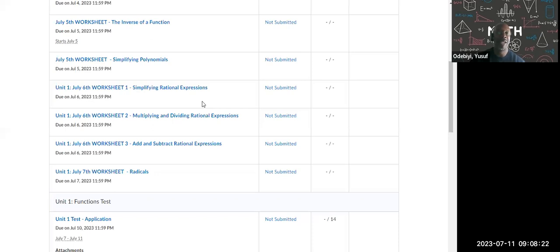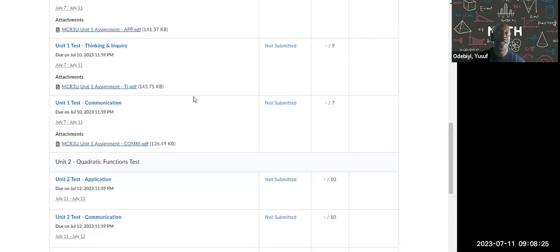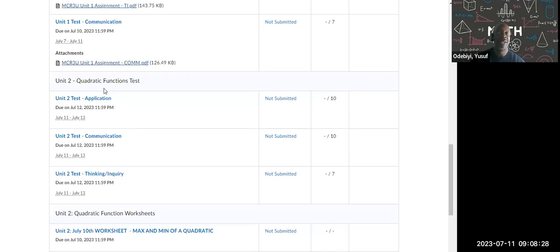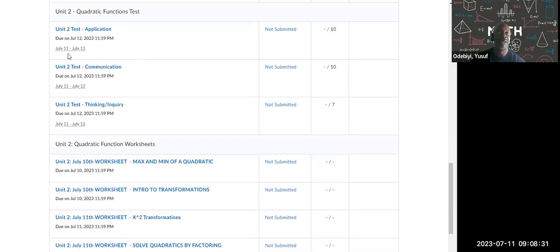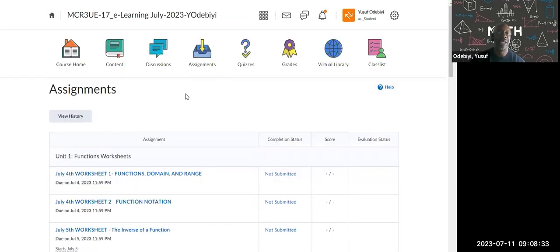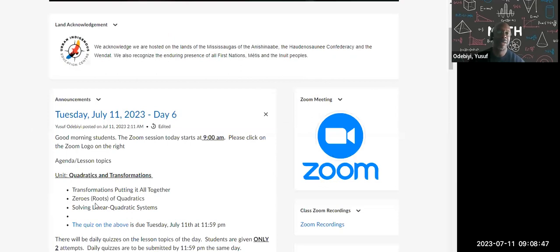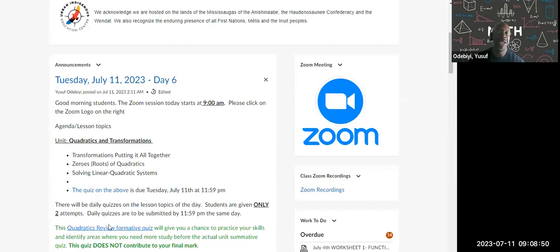And worksheets, you know, keep handing in the worksheets. And then there's the unit 2 test that's happening right now. After our session this morning, you can start working on that test. But I would do things in order. I would do the quiz, because the quiz counts. I would do the review to see how much I know, even though it doesn't count for marks. And then I would go into doing the test. So let's get into the lesson today.